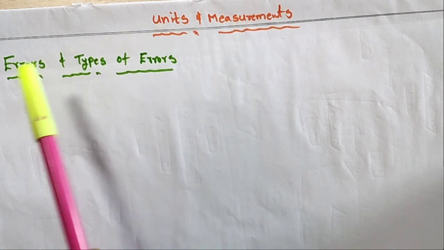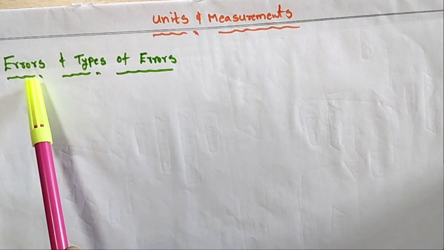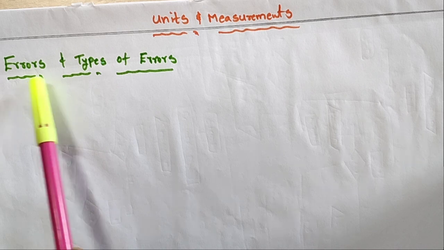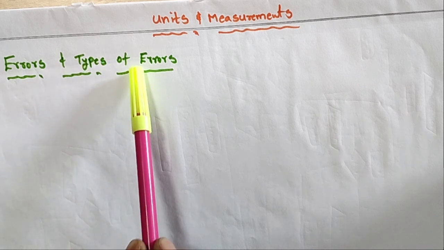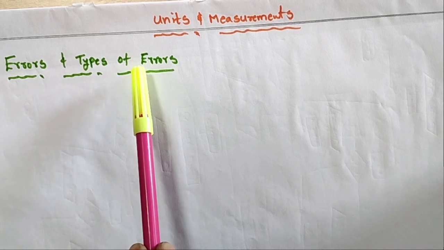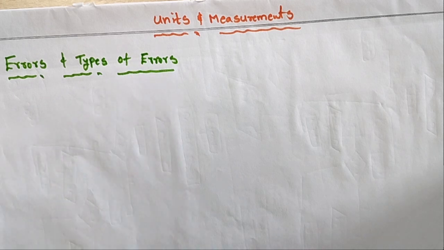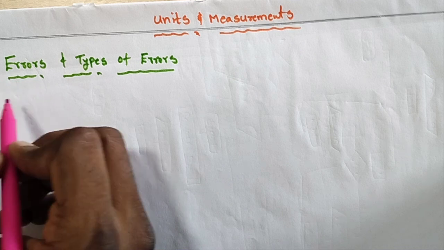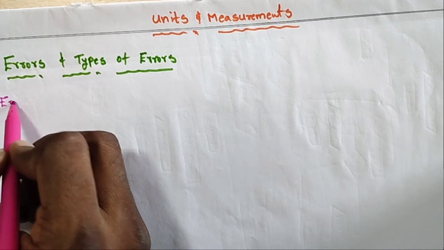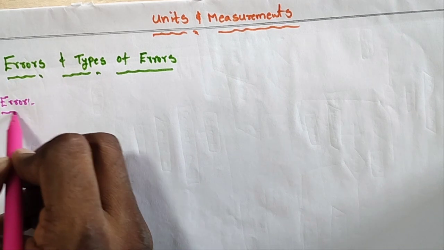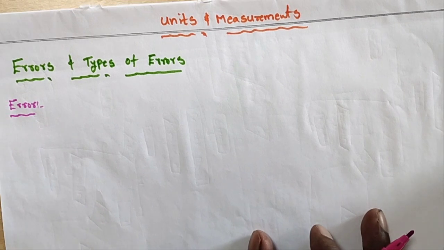Especially in this video, I will explain what an error is and how many types of errors there are: absolute, percentage, and relative errors. First, what is an error? I will explain the definition of error first. What is the meaning of error?